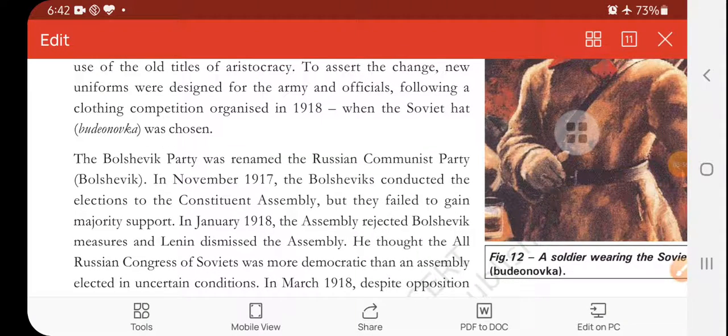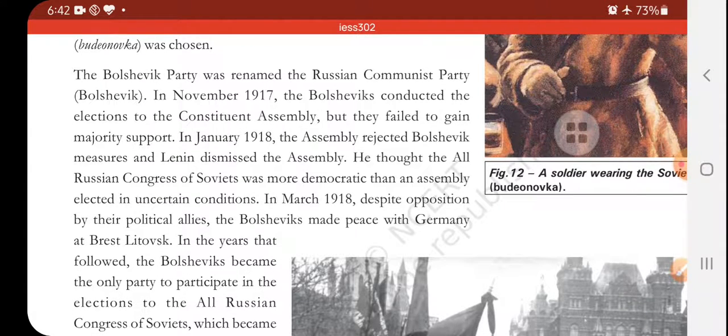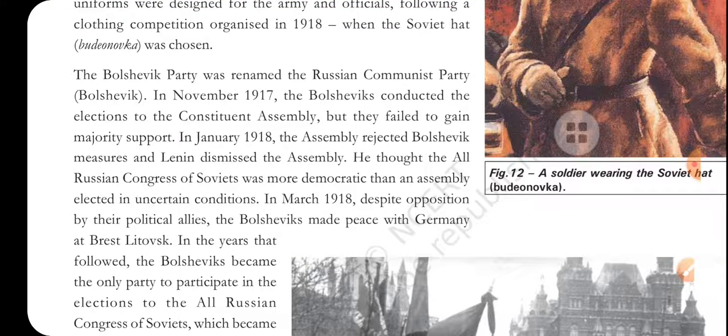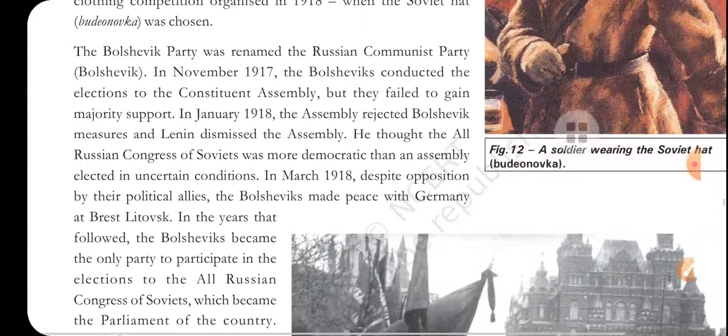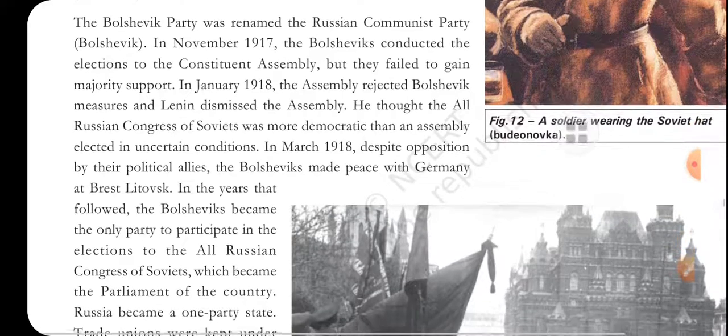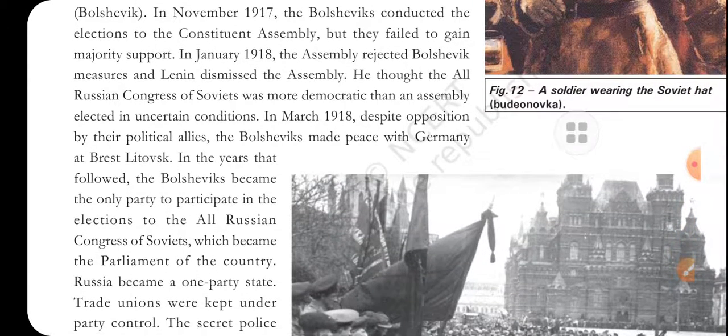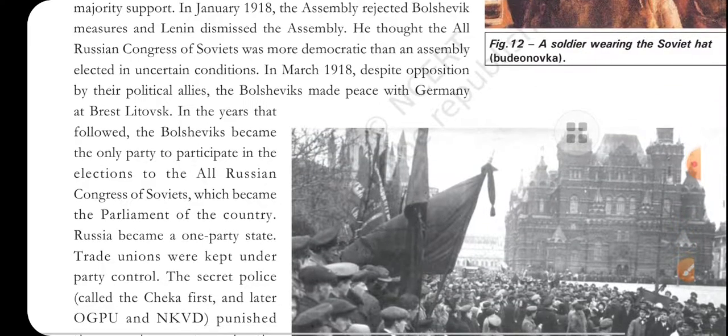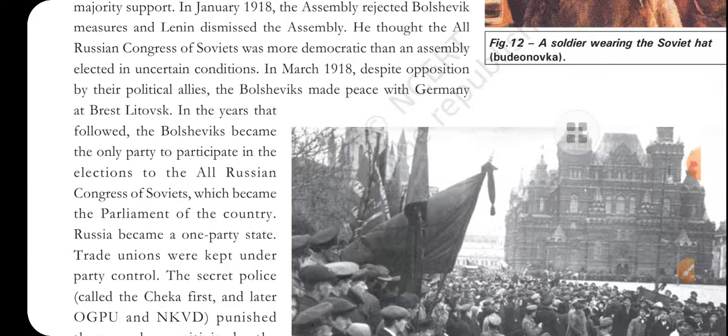So we have seen the new uniform was designed for the army, and the Bolshevik party was renamed the Russian Communist Party after they formed the government. In November 1917, the Bolsheviks conducted the election to the Constituent Assembly and failed to gain majority support. Once the election was held after forming the government, they did not gain support. The reason: the Assembly rejected Bolshevik measures. Lenin dismissed the Assembly. He believed that since they were popular, they would automatically win the election. So he thought that the All Russian Congress of Soviets was more democratic than an Assembly elected in uncertain conditions.